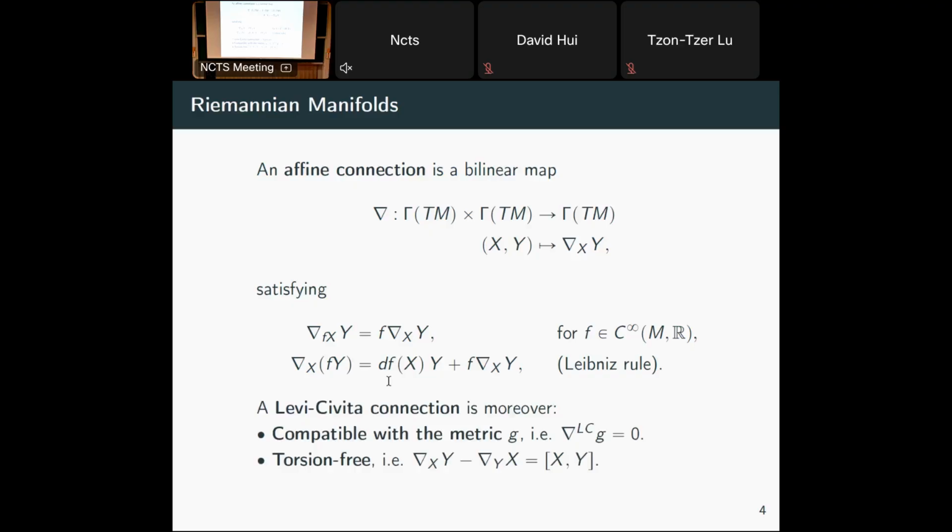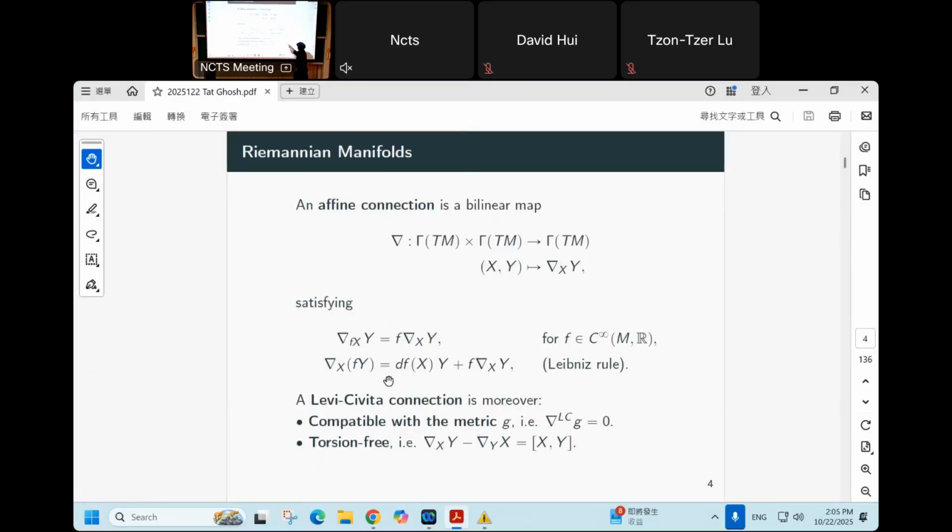So now, a Levi-Civita connection is something more than an affine connection. It has to be compatible with the metric. It has to be torsion-free. So this relation, oops. Oh, sorry.